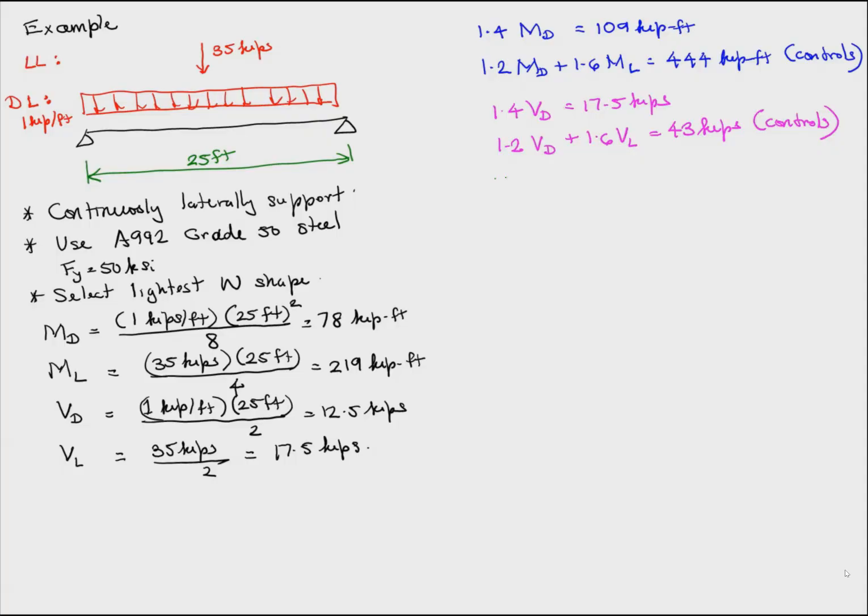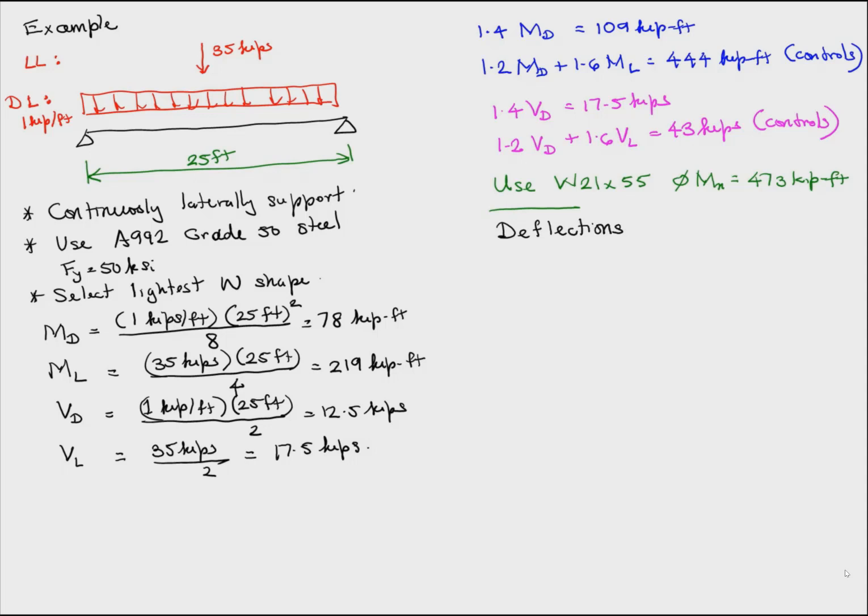So we can say use W21 by 55, whose phi Mn, moment capacity, is 473 kip feet, which is greater than the 444 kip feet. So we're okay. And shear is okay too. Now let's check deflections. This is related to serviceability.